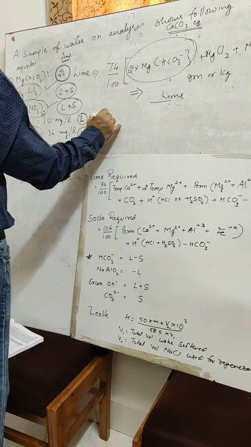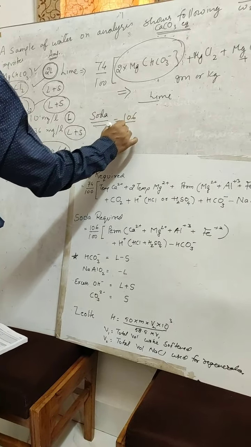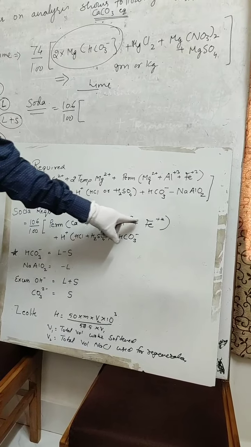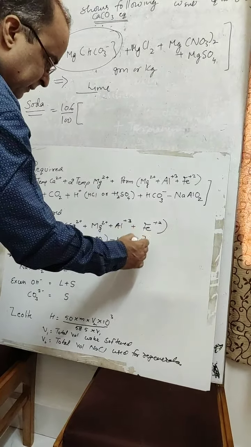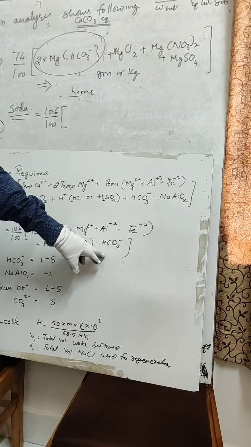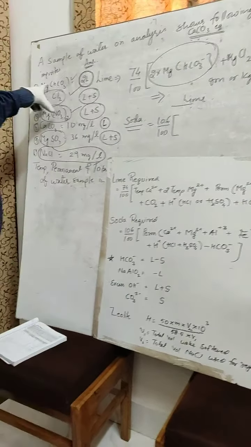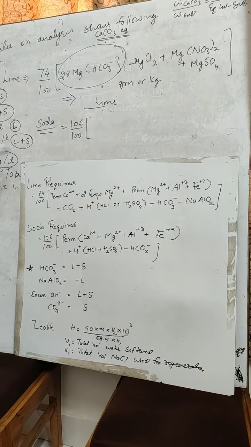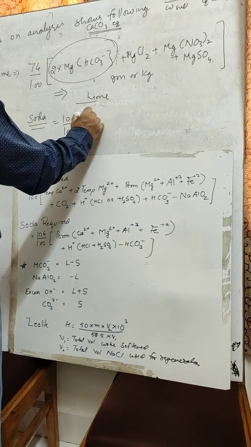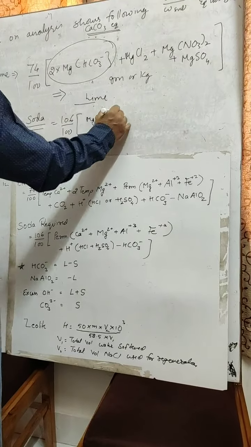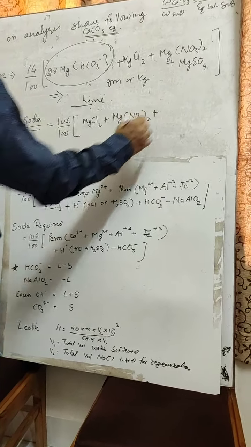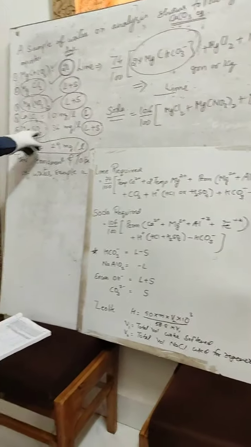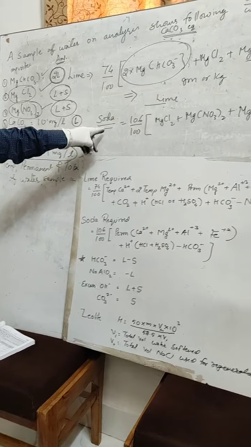Similarly, if you want to calculate soda, it will be 106 by 100. You can use the formula 106 by 100 times permanent calcium, magnesium, aluminum, iron or acid, and the bicarbonate ion, that is the free bicarbonate ion that is actually present, not in the combined form as you are considering here. Now you can see that for soda required, you need the permanent magnesium ion. So you will consider magnesium chloride, magnesium nitrate, and magnesium sulfate. In this way, only these three terms are used for calculating the requirement of soda.